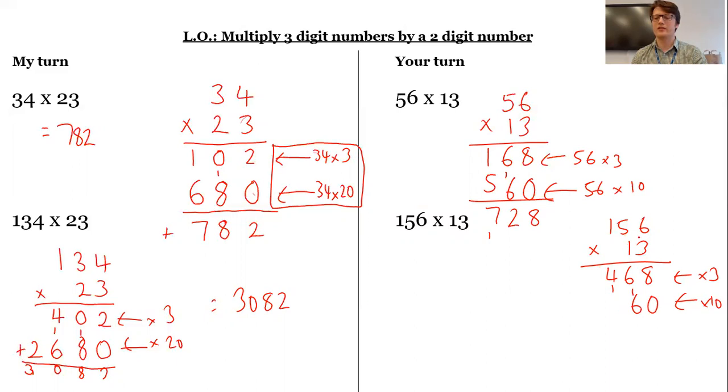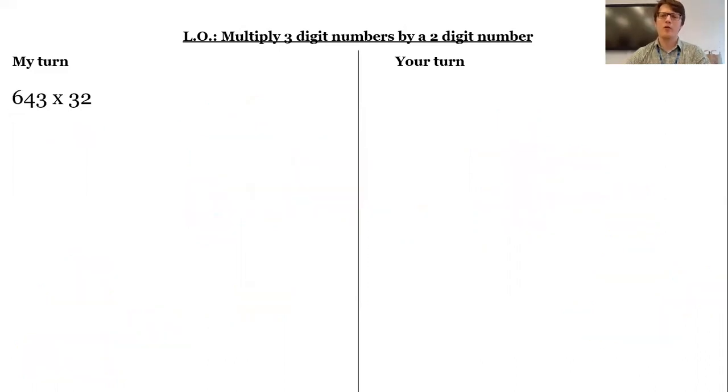Then I get 6. 1 times 5 is 5. 1 times 1 is 1. So add them together. 4 add 5 is 9. Add the 1 is 10. And I get 2028. So look at one more example of just slightly larger numbers going on now.